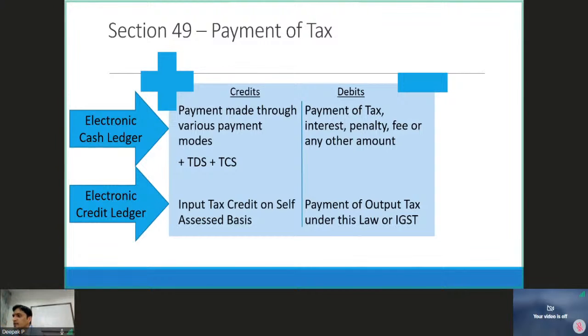IGST is a separate register. I will come to major heads and minor heads, but we will understand there that CGST, SGST, IGST and CESS are the four major heads which are there. Under this you have again minor heads. So IGST is a separate register. Yes, it is a separate register.